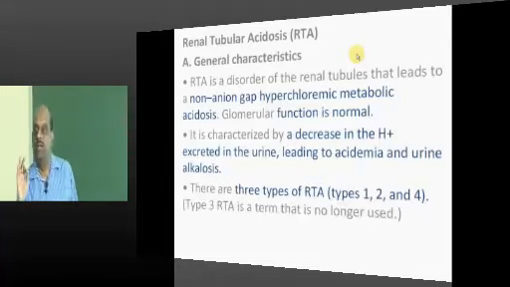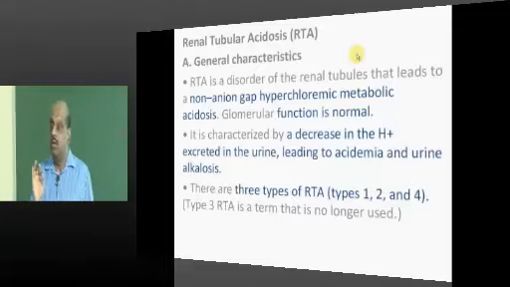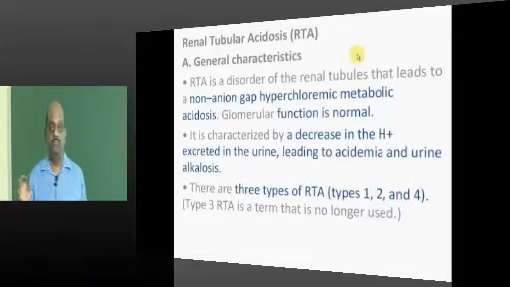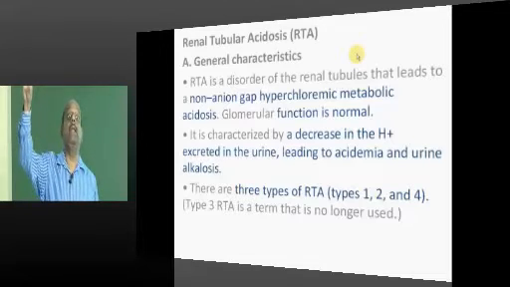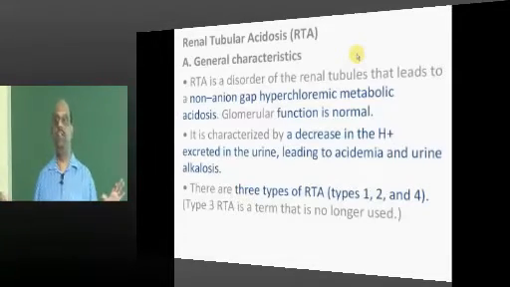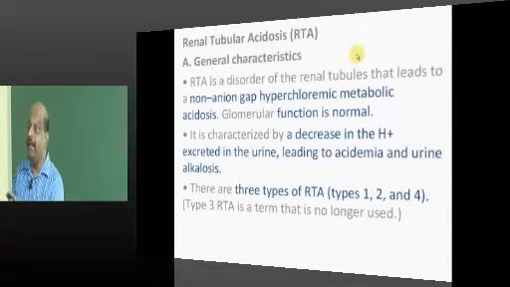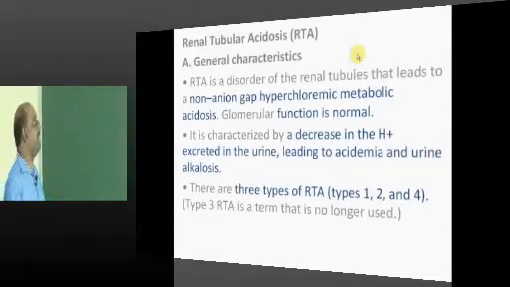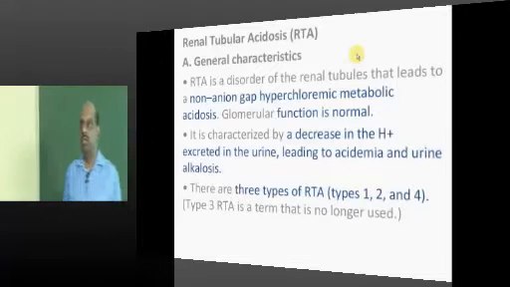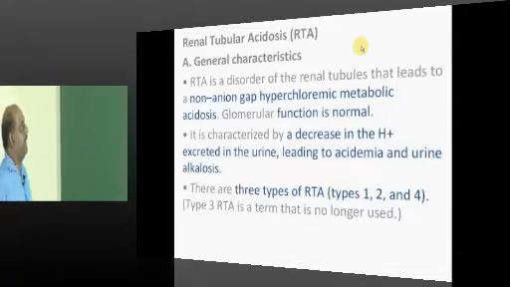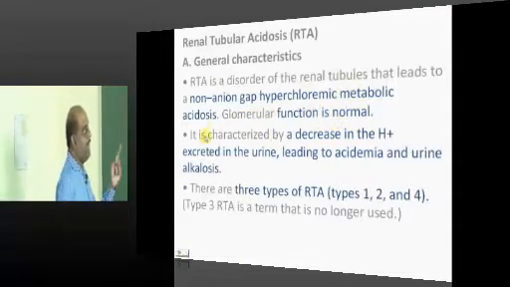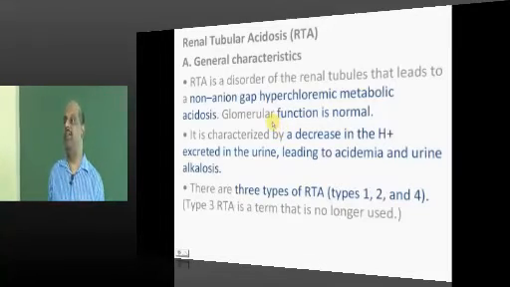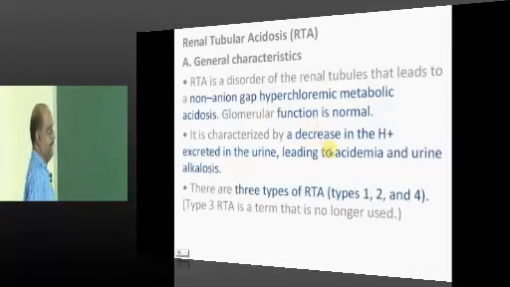Any acidosis which leads to not only depletion of bicarbonate but concomitantly a rise of chloride, such an acidosis is called normal anion gap hyperchloremic acidosis, is what you need to remember. That is what happens in renal tubular acidosis. So renal tubular acidosis is non-anion gap, hyperchloremic metabolic acidosis with a normal glomerular function, is what you need to basically remember.